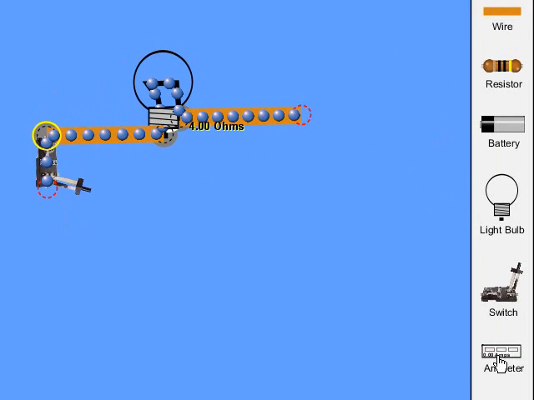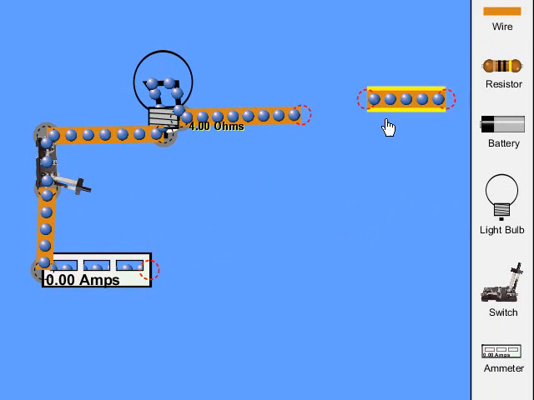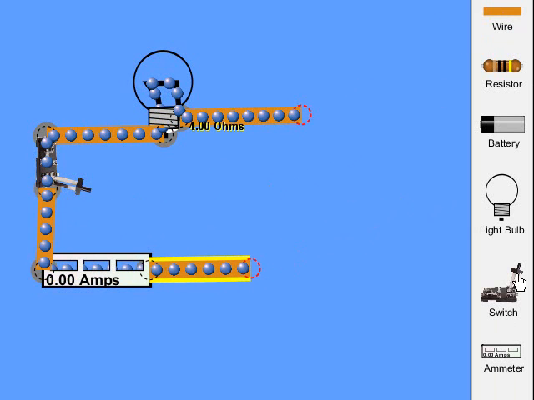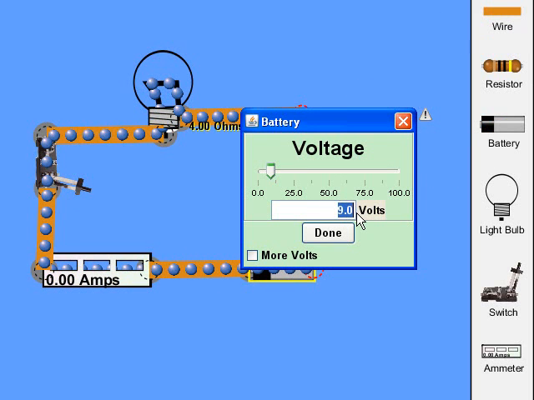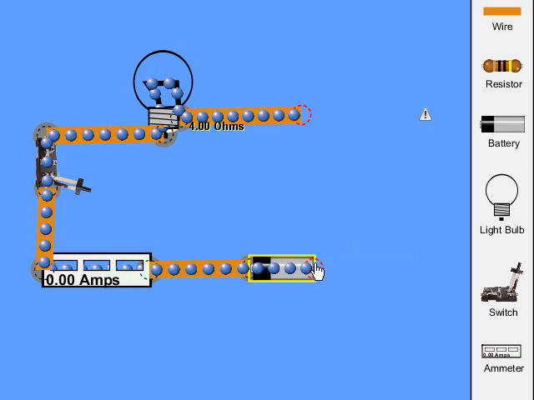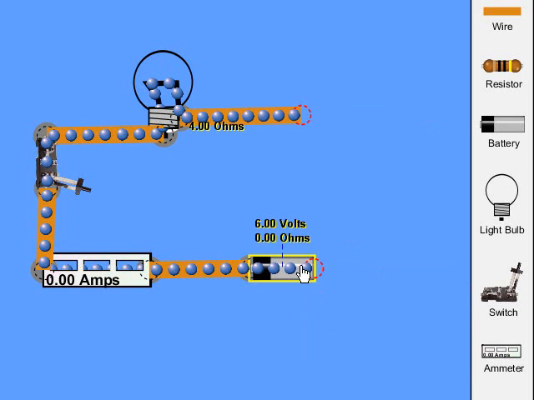I'm going to put an ammeter in here. And I need another wire to connect. There we go. And yet another wire there. And I need a battery. There we go. And it's at 6 volts on the first one. So 6 volts. Show the value. There we go.